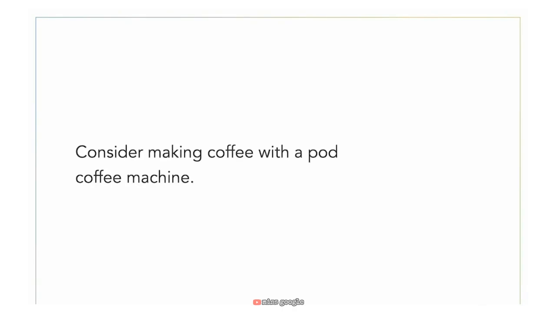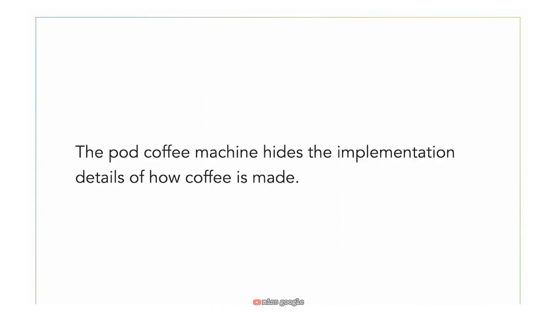Consider someone making coffee with a pod coffee machine. The person knows they need to provide the machine with water and the specific coffee pod, but they don't know exactly how the coffee is made. They don't need to know how the coffee machine works internally in order to brew a fresh cup of coffee. Someone else created the pod coffee machine to hide all the details of exactly how the coffee is made. If you want to make a cup of coffee, you just interact with the simple interface, providing the inputs, and you get your output, a cup of coffee. You can do all of this without having any knowledge of the coffee machine's internal implementation.